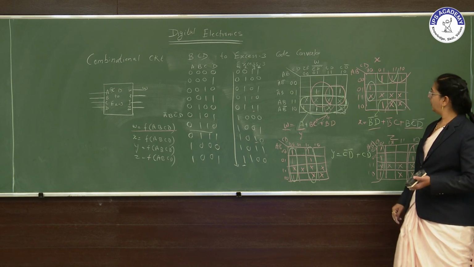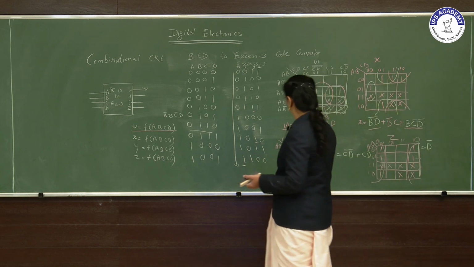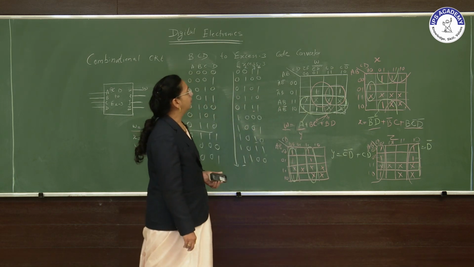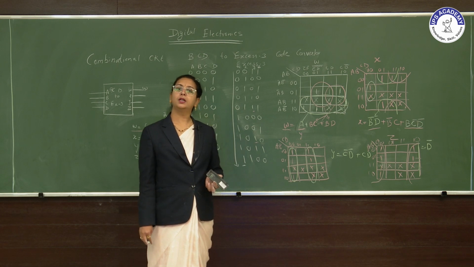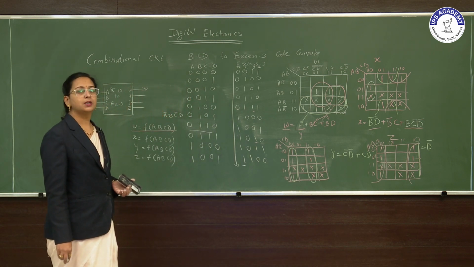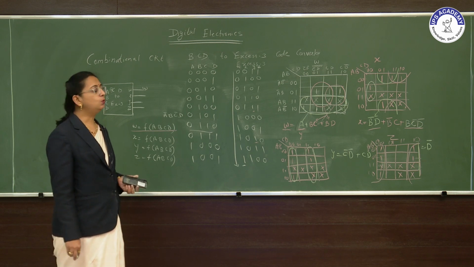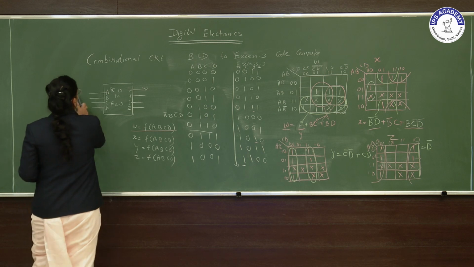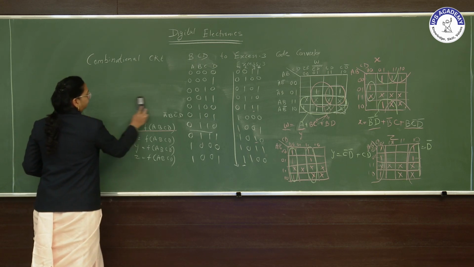Now we have found the expressions for W, X, Y and Z. Now we just have to implement these Boolean functions with the help of logic gates and we will get the code converter, a combinational circuit which will convert BCD to XS3. So let me draw a logic circuit here.